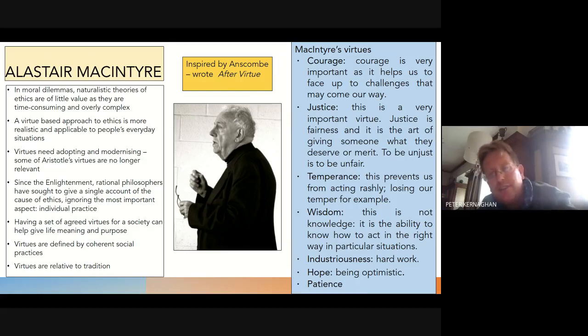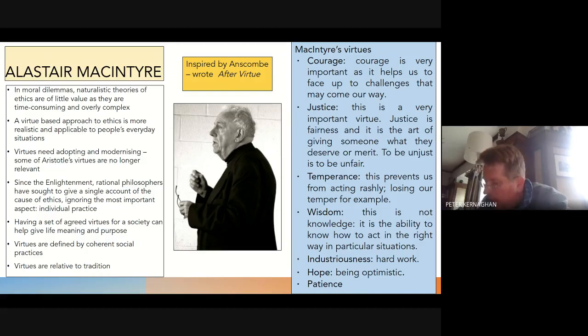What he means by naturalistic is utilitarianism, or Kantian ethics. They are time-consuming and overly complex. No ordinary person can sit down and work out the hedonic calculus, or, as we'll learn next year when we do deontology, think what is the universal maxim that I must follow in this particular situation, as Kant would ask you to. So what we need is a morality for the ordinary person. Anscombe had said that, Foot had said that, but Mac has his own approach. His virtue-based approach to ethics is, he thinks, more realistic and applicable to people's everyday situations.